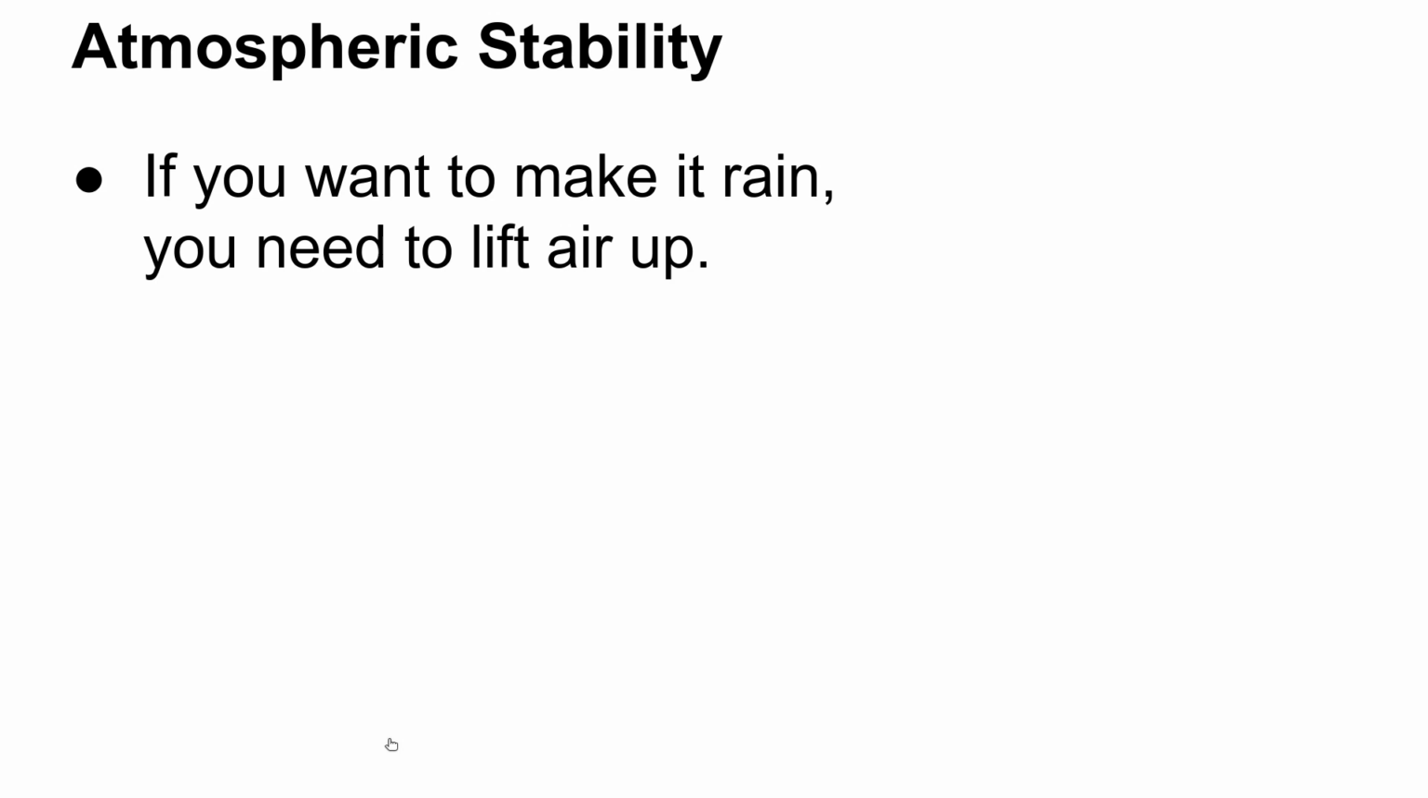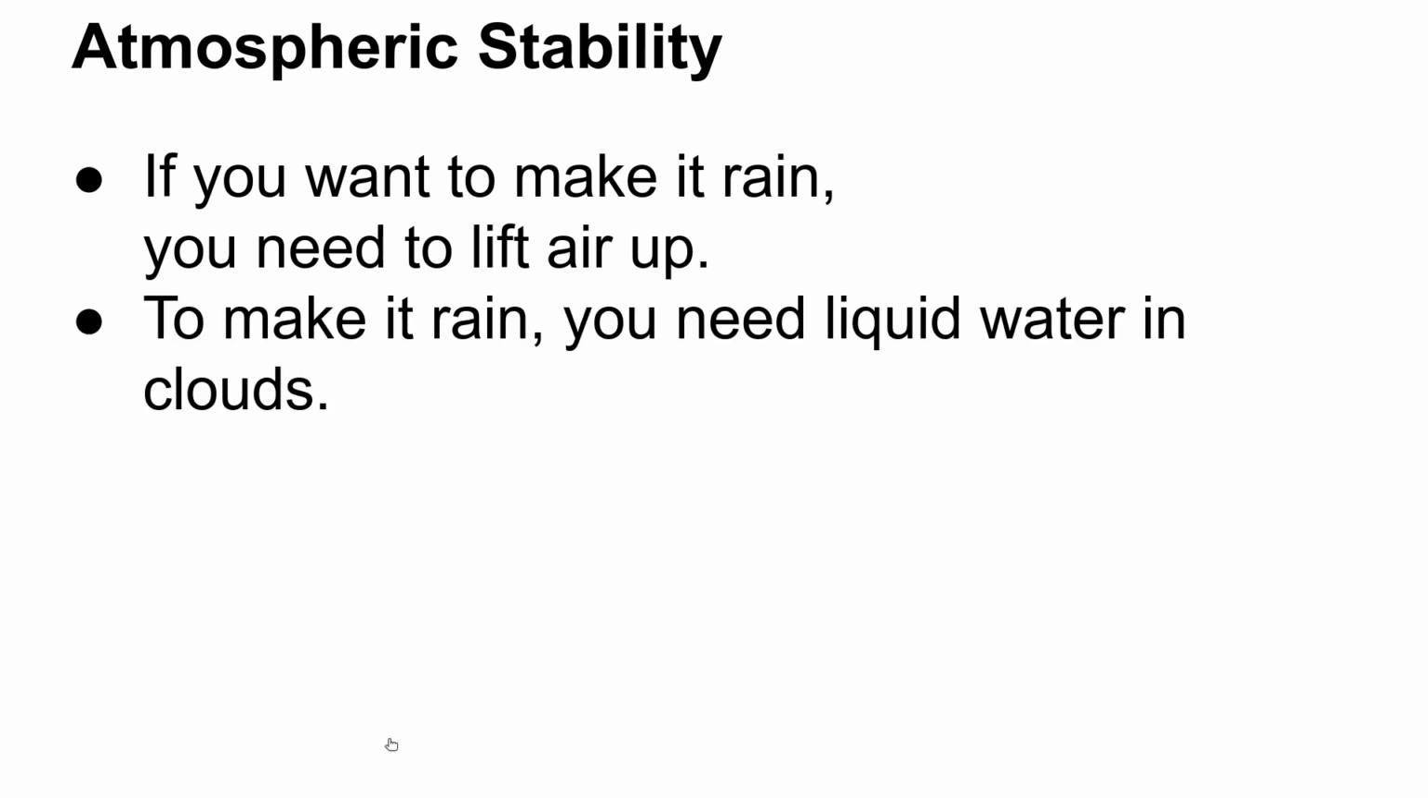So, if you want to make it rain, you need to lift air up. That's pretty much the reason that meteorologists are concerned with atmospheric stability, because if you want rain, you need to cool air, and pretty much the only way to cool air is to lift it up. So to make it rain, you need to have liquid water in clouds.